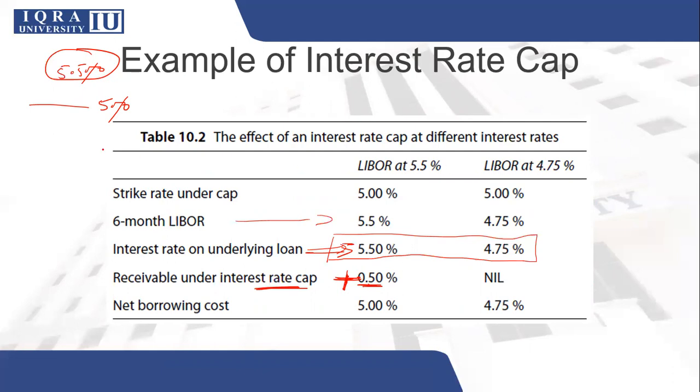What happens if the LIBOR is at 4.75%? If it's below the cap, then the cap will not be exercised, because that is good for the company. The company does not have to pay 5%, they now have to pay 4.75%. So in that case, there will be no payment. And as the interest rate goes up even more, for example, if the interest rate goes to 6%, then 1% will be paid under the interest rate cap and received by the treasurer, so that the net payment is 5%.